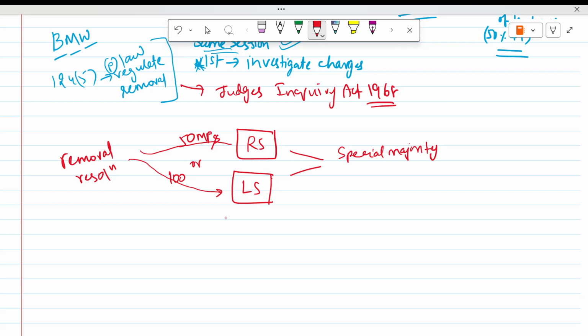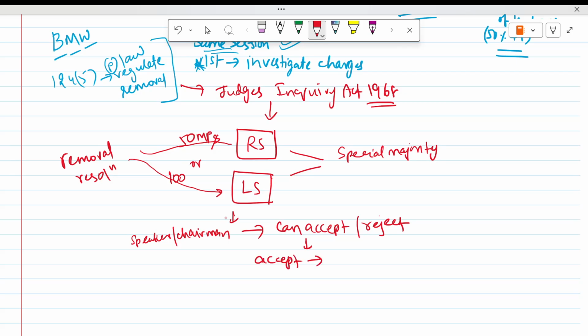Here in this Judges Inquiry Act, the procedure is given. What is the procedure? The first thing is 50 MPs or 100 MPs should support. Then the presiding officer, speaker or chairman, can accept or reject. If accepted, then the speaker or chairman will form a 3-member committee.